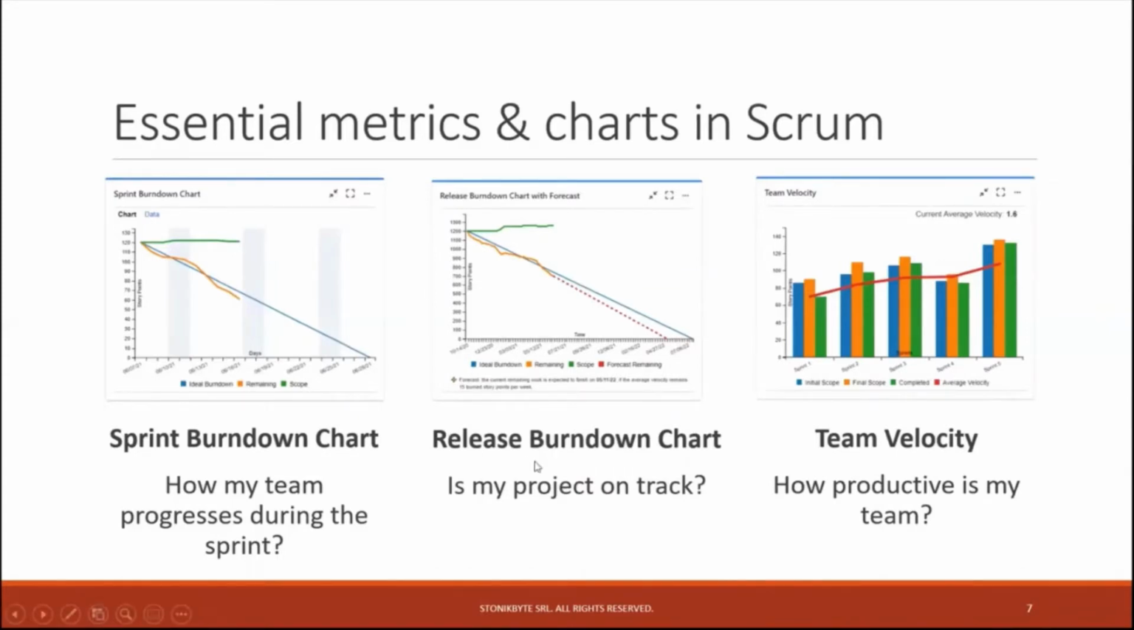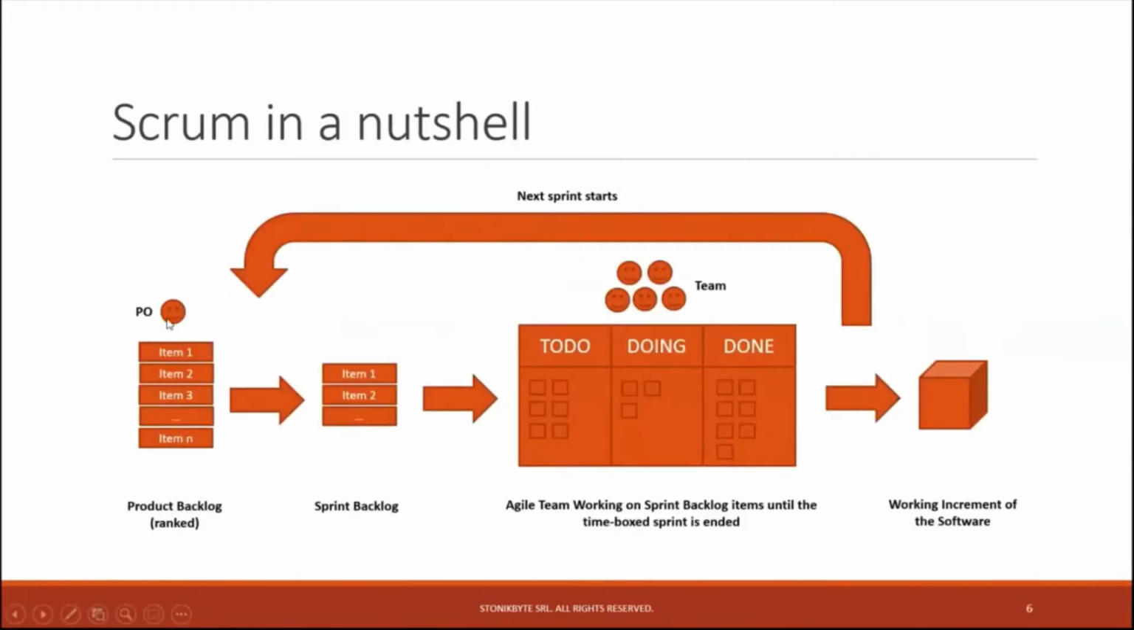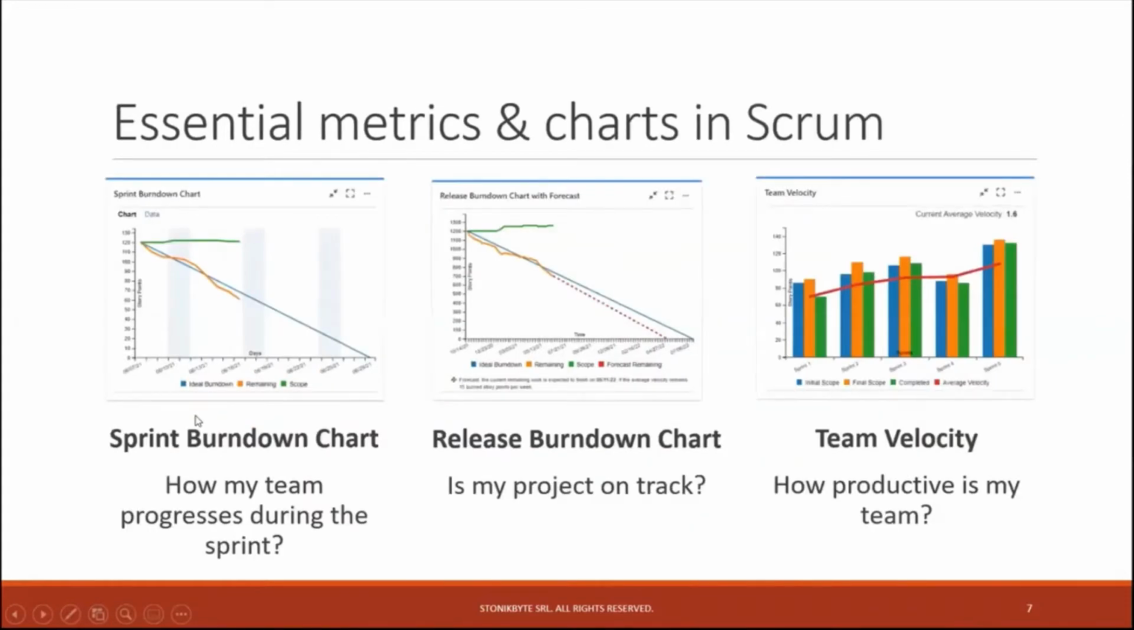Next to this is the release Burndown chart, which is somewhat similar to the sprint Burndown chart, but it's at the whole release level. So it helps you see what the progress is on the whole project, how my team progresses in finalizing this product backlog. And the third metric is the team velocity, which indicates how productive your team is, how many items they manage to get done, how much business value they deliver every sprint, and if they improve or not in time.